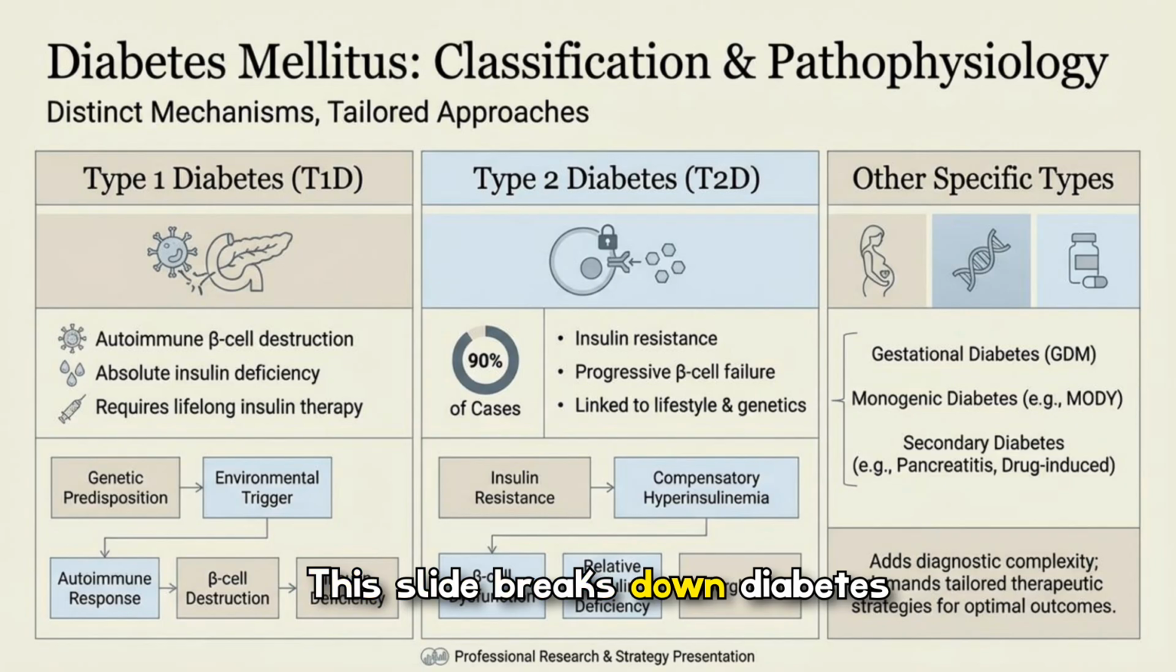This slide breaks down diabetes into three main categories: autoimmune type 1, insulin-resistant type 2, and other specific types like gestational and monogenic diabetes. Type 1 stems from beta-cell destruction and lifelong insulin dependence. Type 2 accounts for roughly 90% of cases with insulin resistance and progressive beta-cell dysfunction, and the other types add diagnostic complexity, requiring tailored approaches.